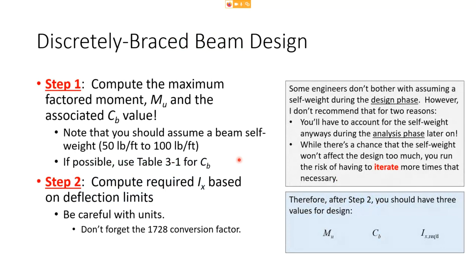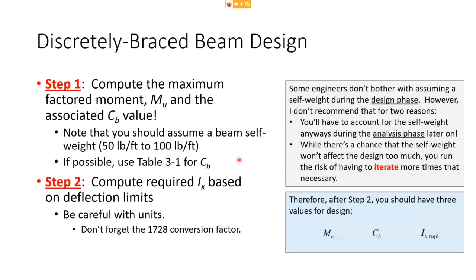Okay, let's go through discretely braced beam design. Let's go through this step by step. First off, step 1 is structural analysis. So we need to compute the factored moment and the associated CB value. Now, when I do step 1, I also tend to compute the factored shear. Again, shear really never tends to be a problem, but I just tend to go ahead and do it in this step anyways. If possible, use table 3.1 for your CB value. Like, if you can get away with not computing it, don't compute it. Just use table 3.1.